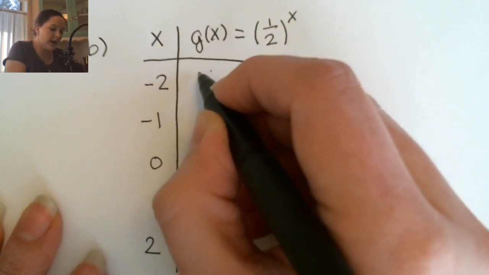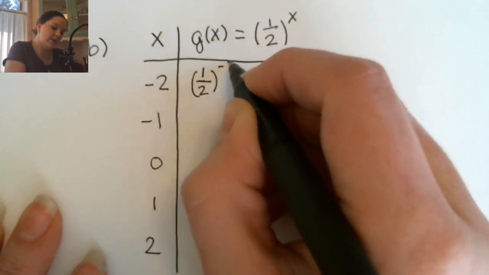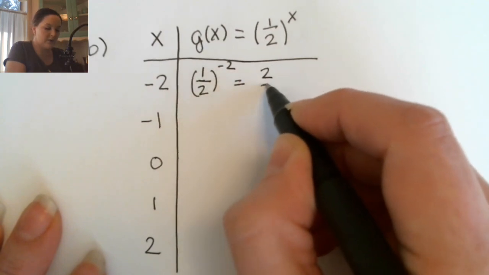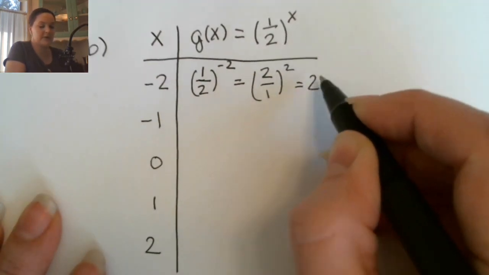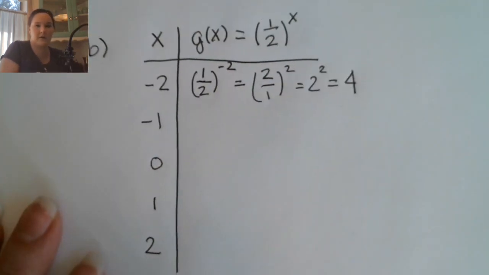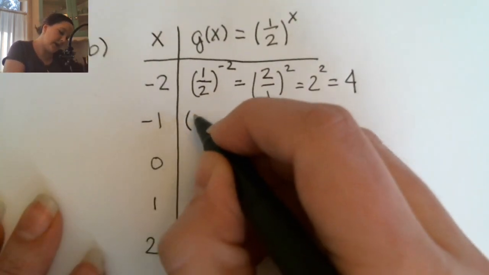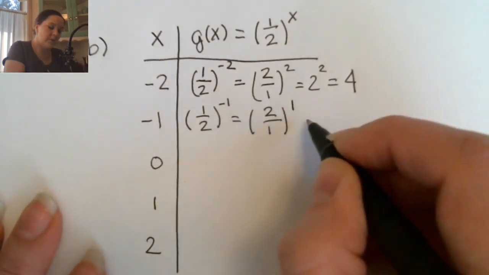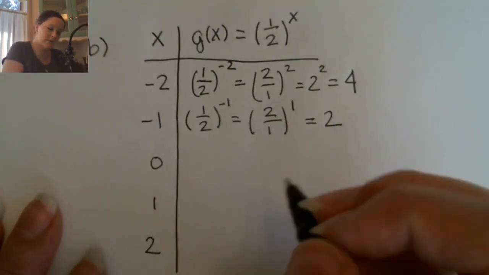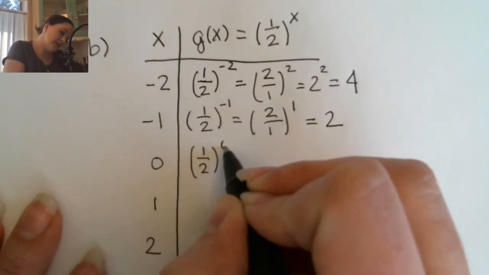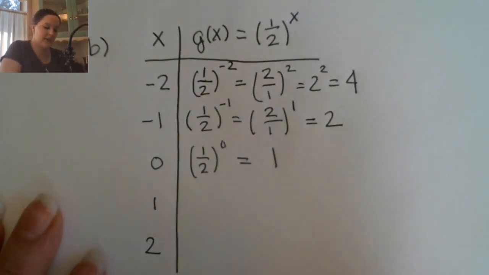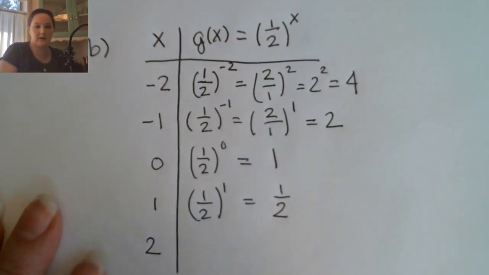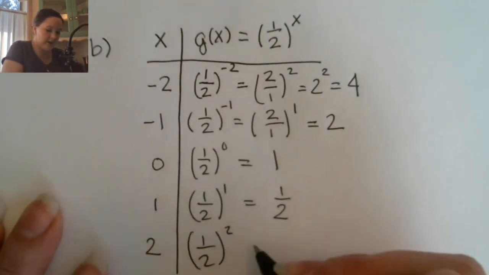So I'll have 1/2 to the -2. That negative exponent is going to flip my fraction, so this is 2 squared or 4. Same thing is going to happen with the -1. We'll have 2 over 1 to the 1 power, which is just 2. 1/2 to the 0 power, that's 1. 1/2 to the 1 power, that's 1/2. And then 1/2 squared, that's 1/4.